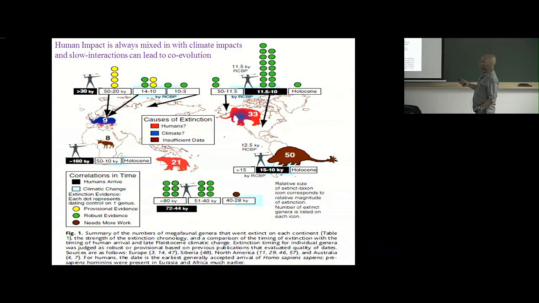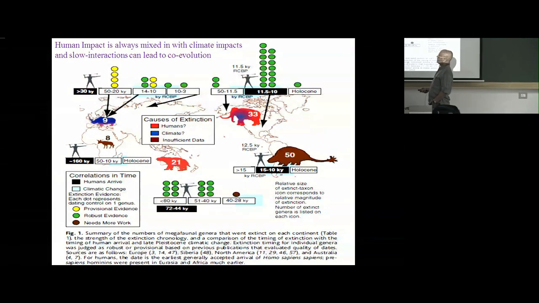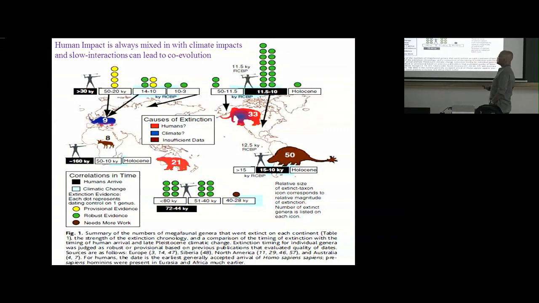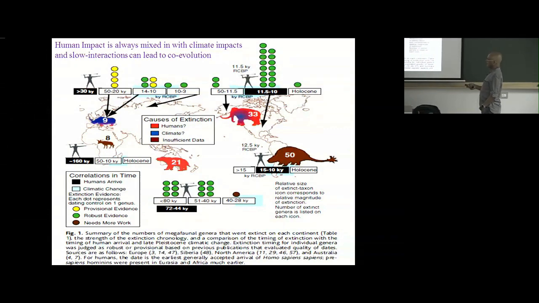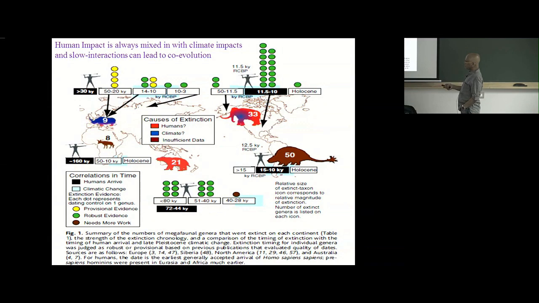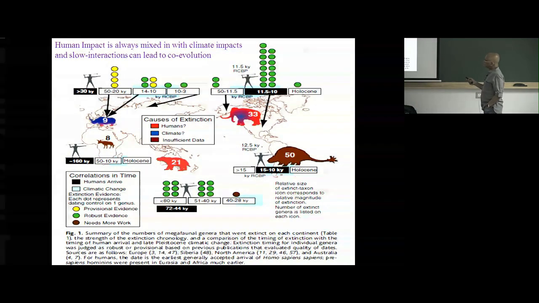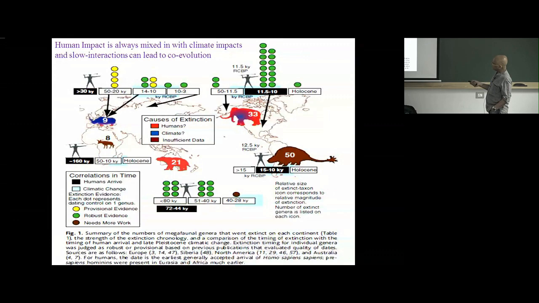What happened over 50 to 20 kilo years, you have a number of provisional evidences for attributing extinction of megafauna, extinction of large animals, mammals, to one of these causes. And when it is green, the evidence is quite robust. And when it's the darker color, which you see here, it needs more work. In other words, the evidence is not sufficient.